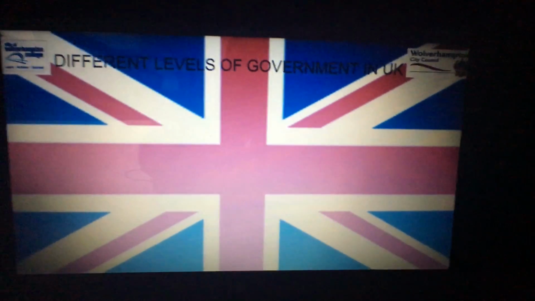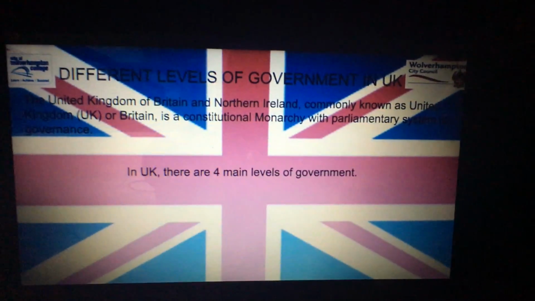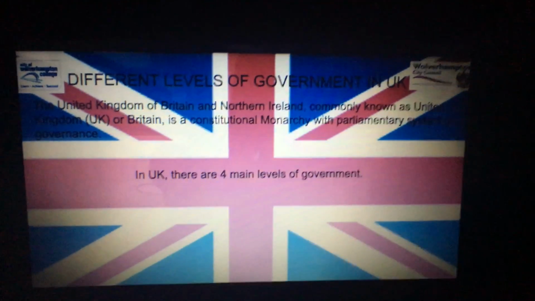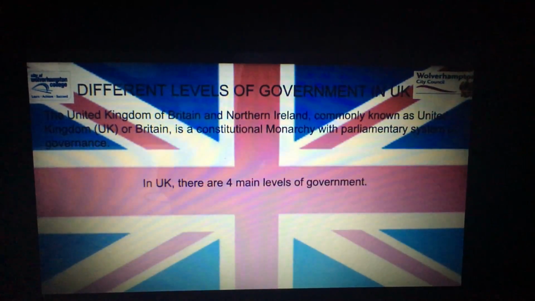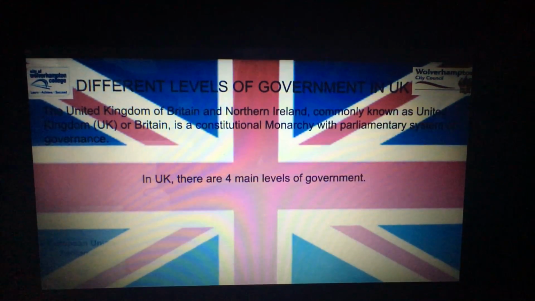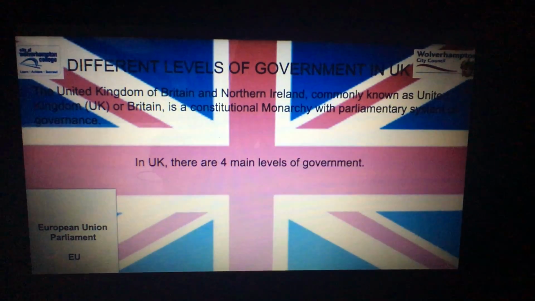Based on assignment 1 on different levels of government in UK. First of all, UK is a constitutional monarchy. In this form of government, the head of the state is the king or queen, but the real power is exercised by the government. There are 4 levels of government in UK.